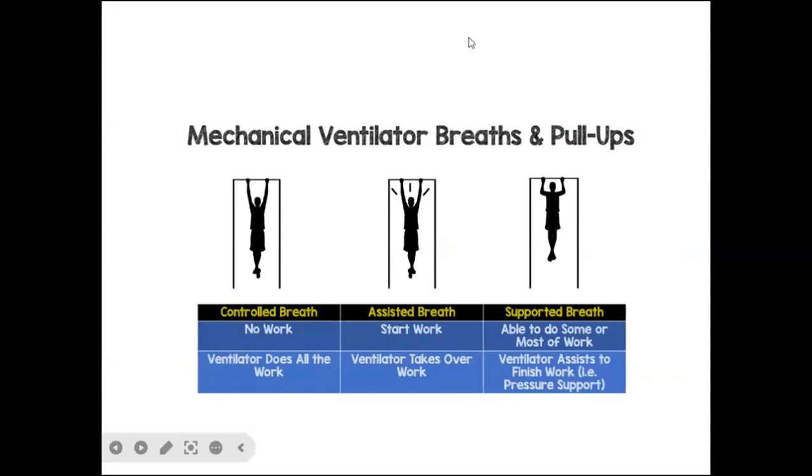So see here, in controlled breath, the entire work is done by the ventilator. In assisted breath, some part of the work can be done by the patient, but the majority of the work will be done by the ventilator. In spontaneous breath, the majority of the work will be done by the patient, but sometimes you can assist him if he's not able to finish the work.